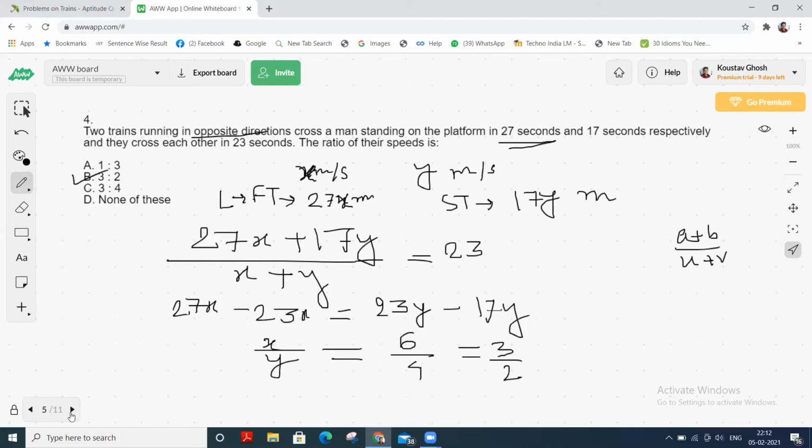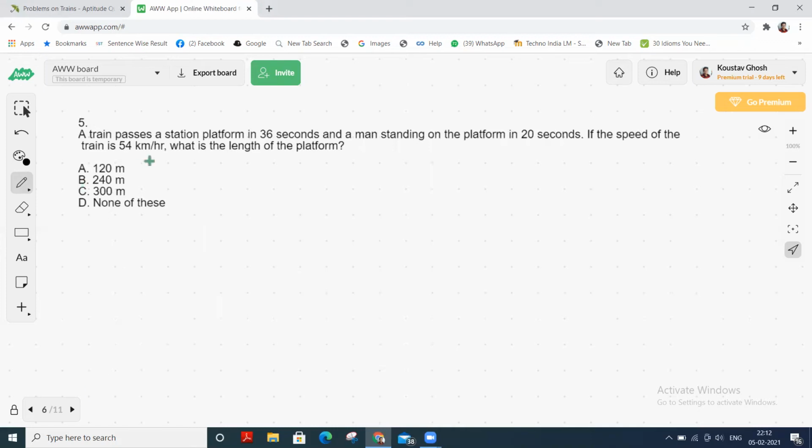Okay, so go to the next question. A train passes a station platform in 36 seconds and a man standing on the platform in 20 seconds. If the speed of the train is 54 km per hour, then what is the length of the platform? So 54 km per hour means 54 into 5 by 18. 18 threes are 54, then 5 into 3 means 15. So write in one line, 15 meter per second.